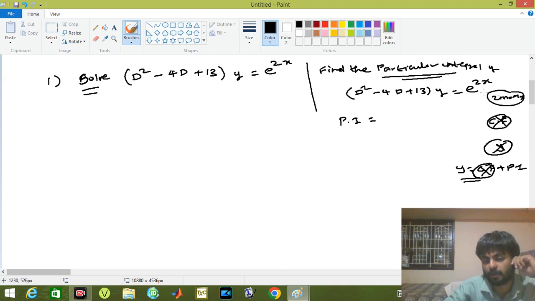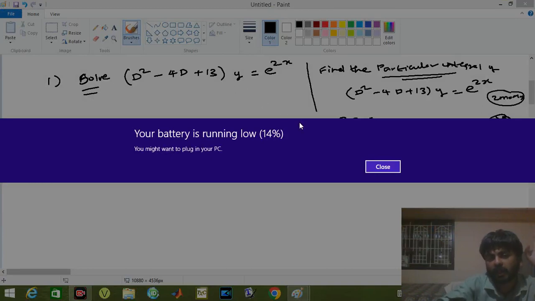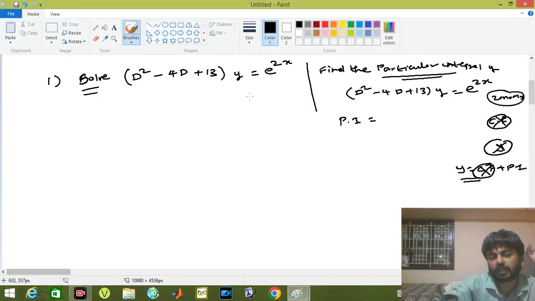For any problem, when they ask to solve, it means we have to find the solution. Here the dependent variable is y, so you have to find the solution of y. Obviously you know y equal to CF plus PI. You have to remember all these things when you are seeing the problem for the first time.